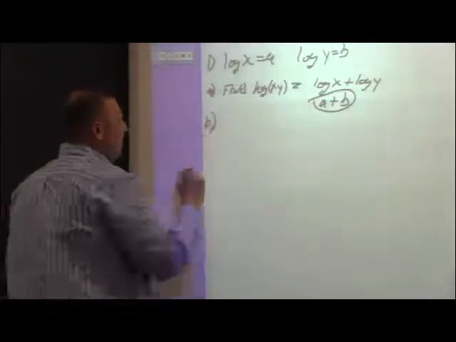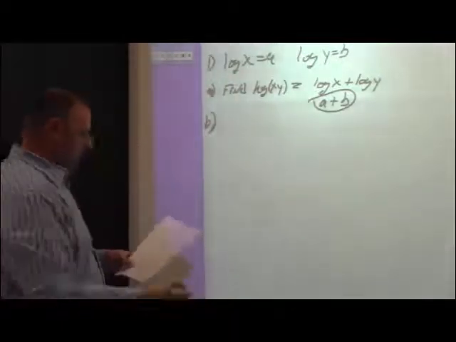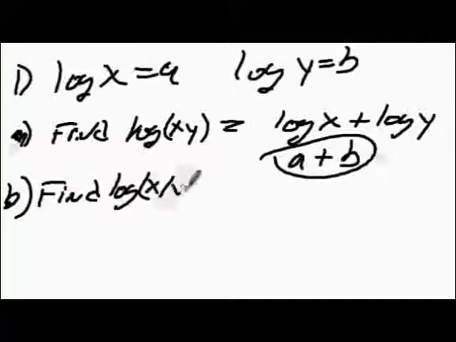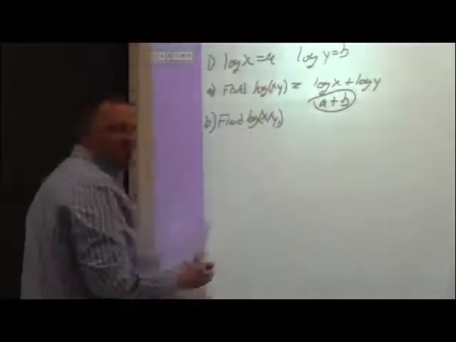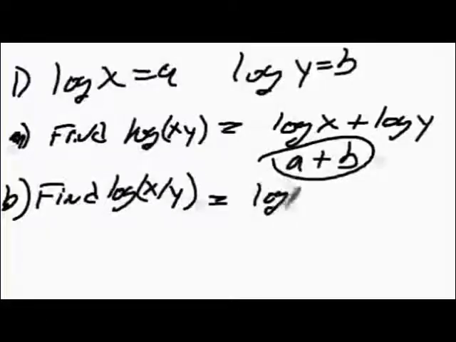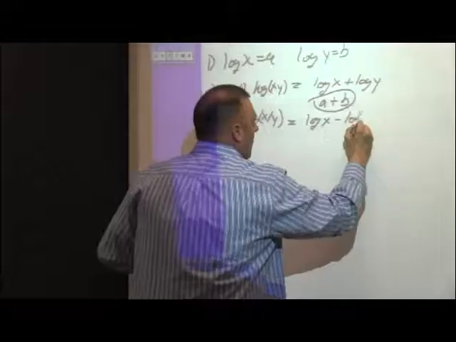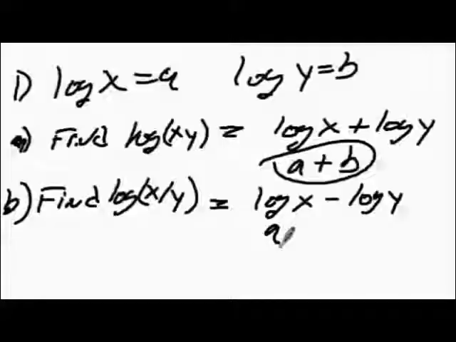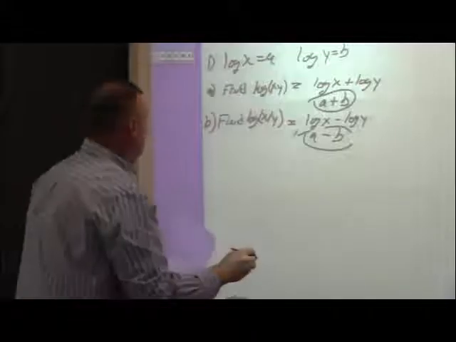Let's take a look at another example. They could do it as a quotient. They could ask you to find the log of x divided by y. Well, you just have to write it using the properties as log x minus log y. Log x is a, log y is b, so your answer is a minus b.